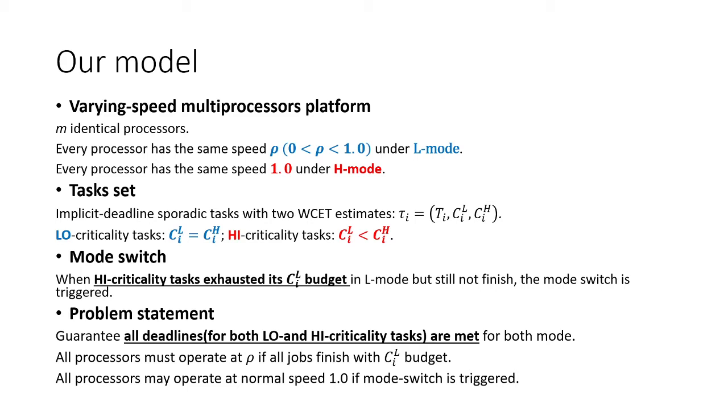Our problem is to guarantee that all deadlines are met for both low and high mode. Additionally, all processors must operate at the energy conserving speed rho if all jobs finish within their CI low budget, and all processors may operate at normal speed 1 if the mode switch is triggered.